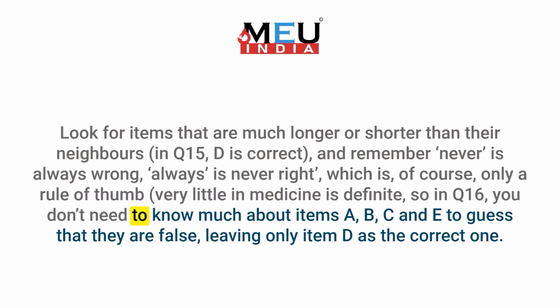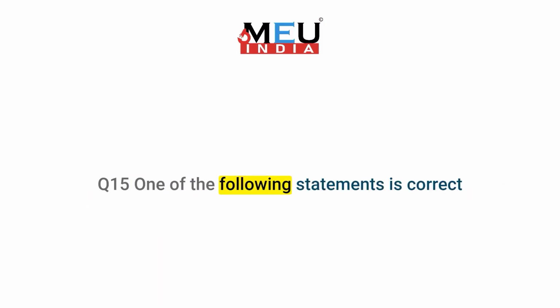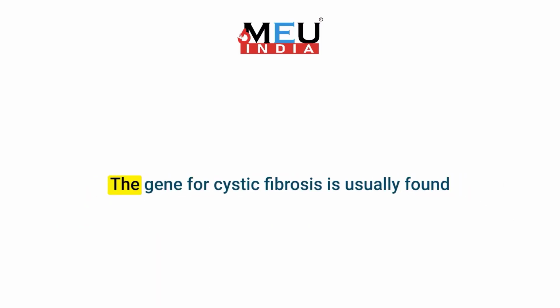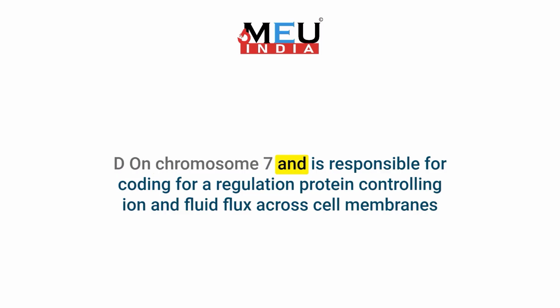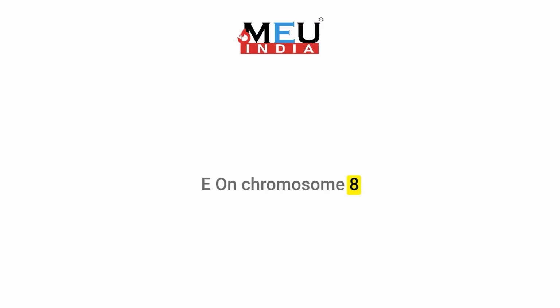So in Q16, you don't need to know much about items A, B, C, and need to guess that they are false, leaving only item D as the correct one. Q15, one of the following statements is correct. The gene for cystic fibrosis is usually found A on chromosome 1, B on the X chromosome, C on chromosome 5, D on chromosome 7, and is responsible for coding for a regulation protein controlling ion and fluid flux across cell membranes, E on chromosome 8.